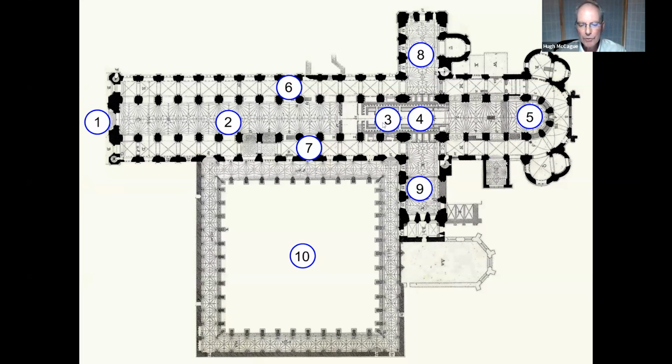You'll see here as 3, that's the choir, where the singing of the monks would take place. Then there is 4, the central tower here. 5, the chancel in place of the high altar. 8 and 9 would take in the transepts that form the great cross with the nave. 10, as I've spoken of already, is the cloister.